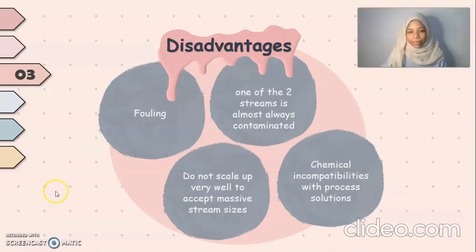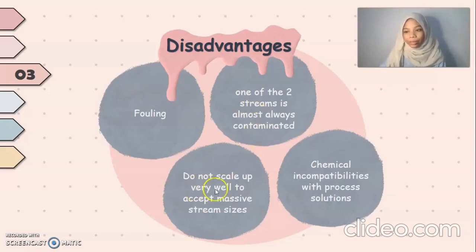I will proceed to the disadvantages of membrane separation. First, processes can be saddled with major problems of fouling of the membranes while processing some types of heat stream. Next, processing seldom produces two pure products; one of the two streams is almost always contaminated.